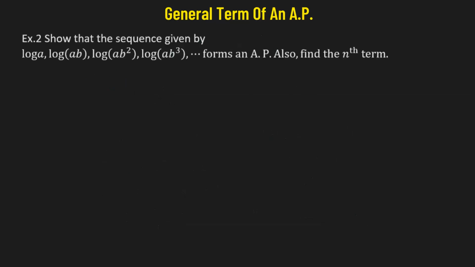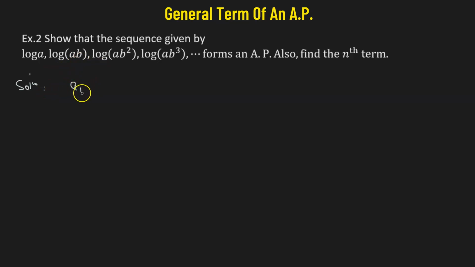So we need to show that the following sequence, which is given by log of a, the first term, the second term being log of ab, the third term being log of ab squared, and the fourth term being log of ab cubed, and this continues. We need to show that this particular sequence forms an arithmetic progression, and also we need to obtain the nth term. So let's begin. We're going to simplify each of the terms.